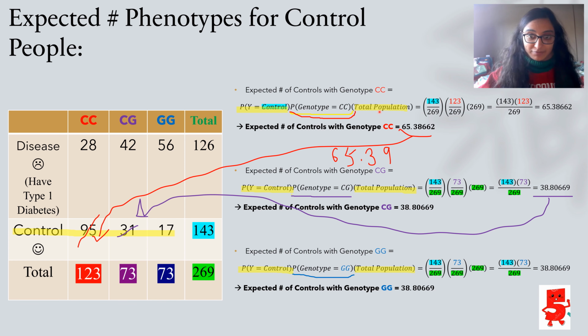And this is also a big difference. We actually expect a lot fewer controls, 65.39, and we instead have 95 controls with CC. So that's a lot higher than we would expect, given the prevalence of CC in the population is 123 out of 269, and the number of controls is 143 out of 269.